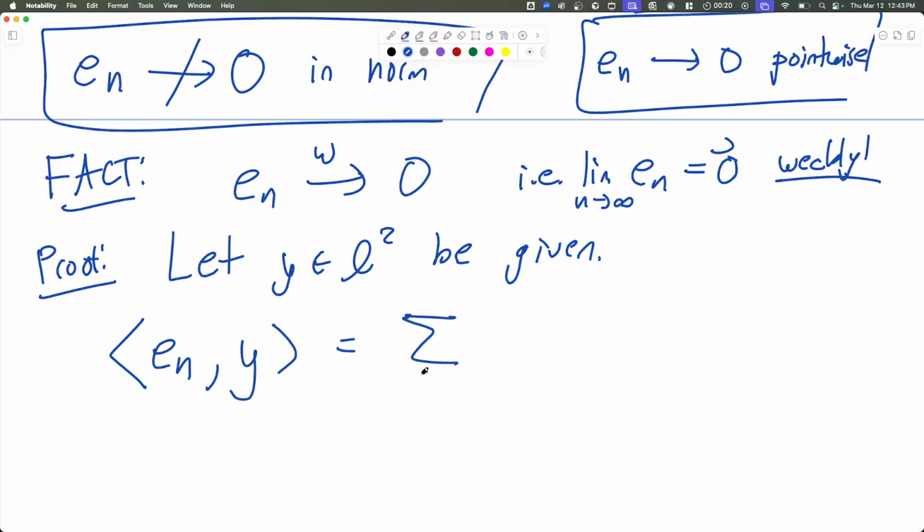And this is the infinite sum from i equals 1 to infinity of e_n of i times y of i. Can anyone simplify this infinite sum for me to make it something a lot easier?